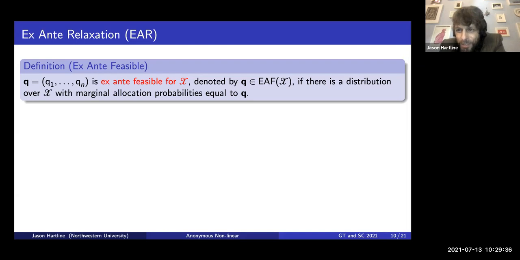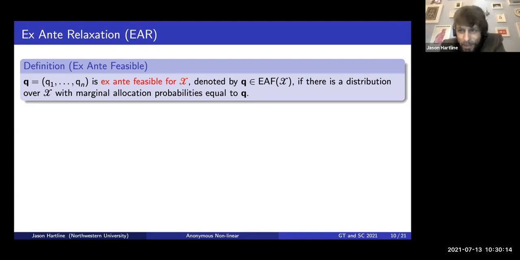I want to think about how we solve this ex ante relaxation problem. Okay, and so the first thing to understand is what does ex ante feasibility mean? Ex ante feasibility is just the following. A profile of allocation probabilities, which I'll denote by Q1 through Qn, is ex ante feasible for a constraint if there is a distribution over feasible allocations such that the marginal allocation probabilities are equal to the given allocation probabilities.